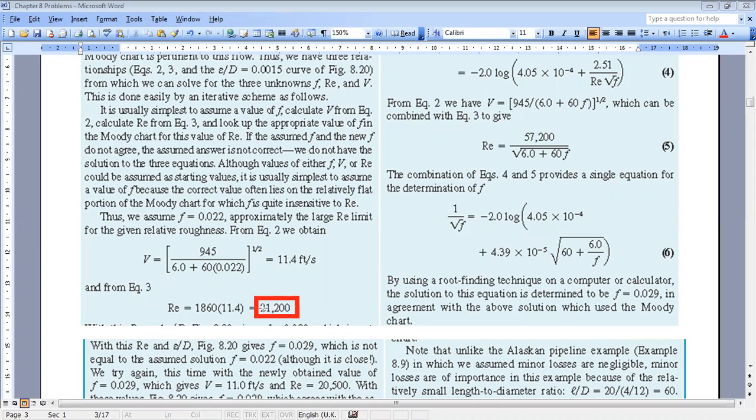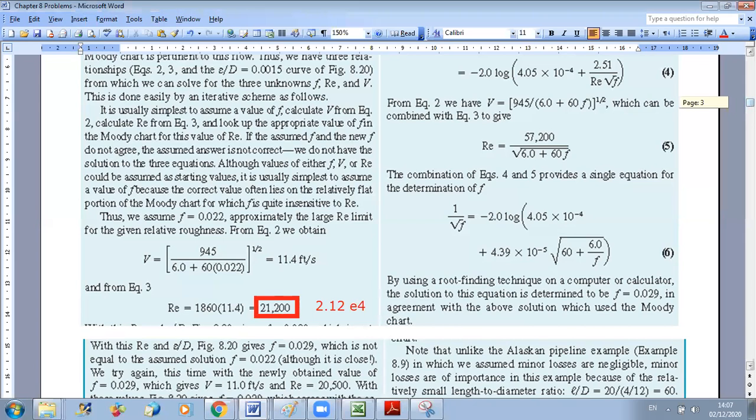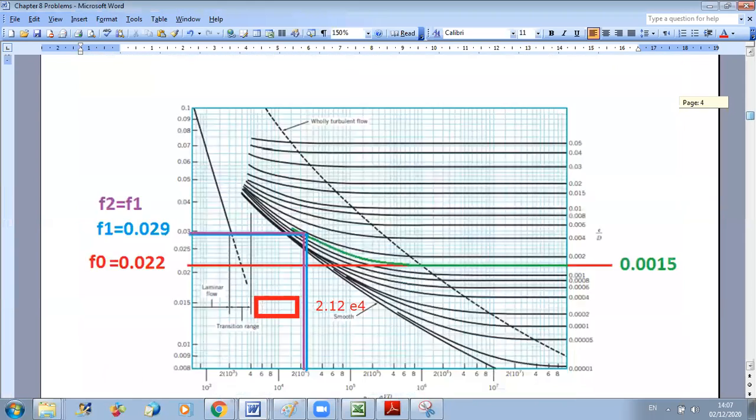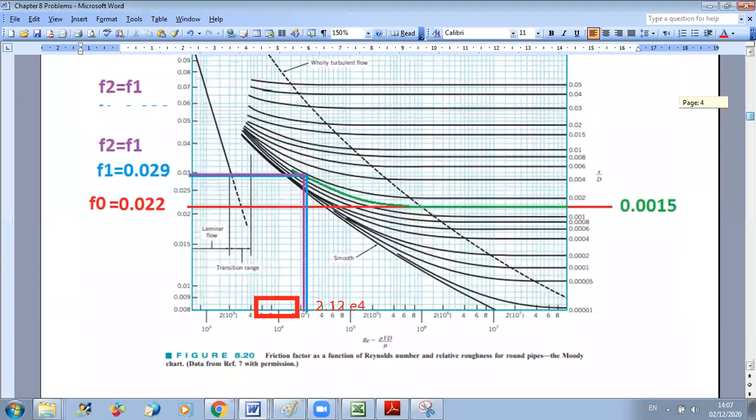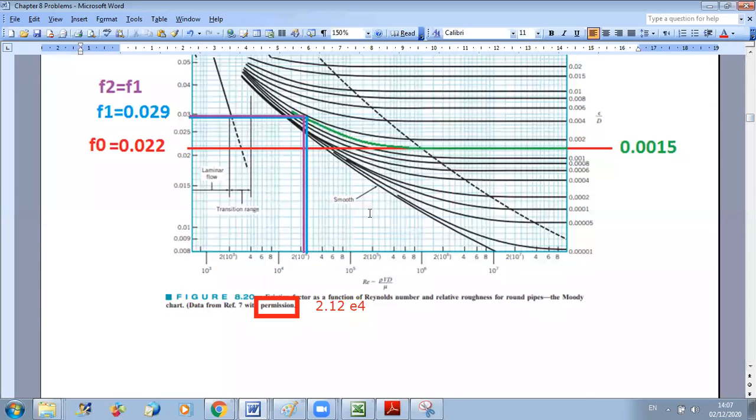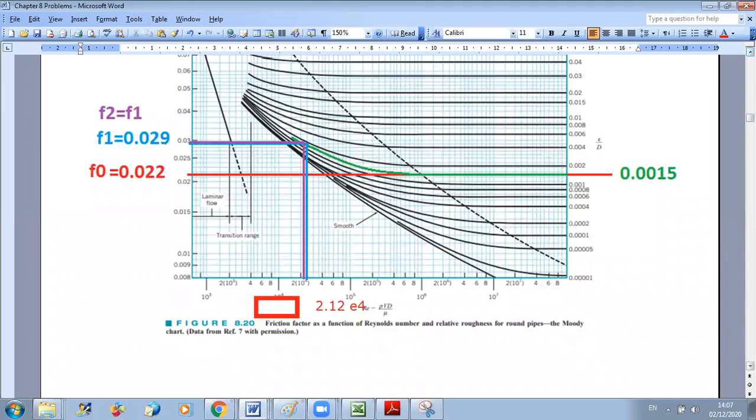Okay. So now what I should do is go to my Moody chart and put Reynolds equal to 21.2 times 10 to the power 3, which, if you want, is 2.12 times 10 to the power 4. So now I will go to my Moody chart and replace Reynolds by the value I got here from my iteration. So here, 2.12 times 10 to the power 4 is nearly here.